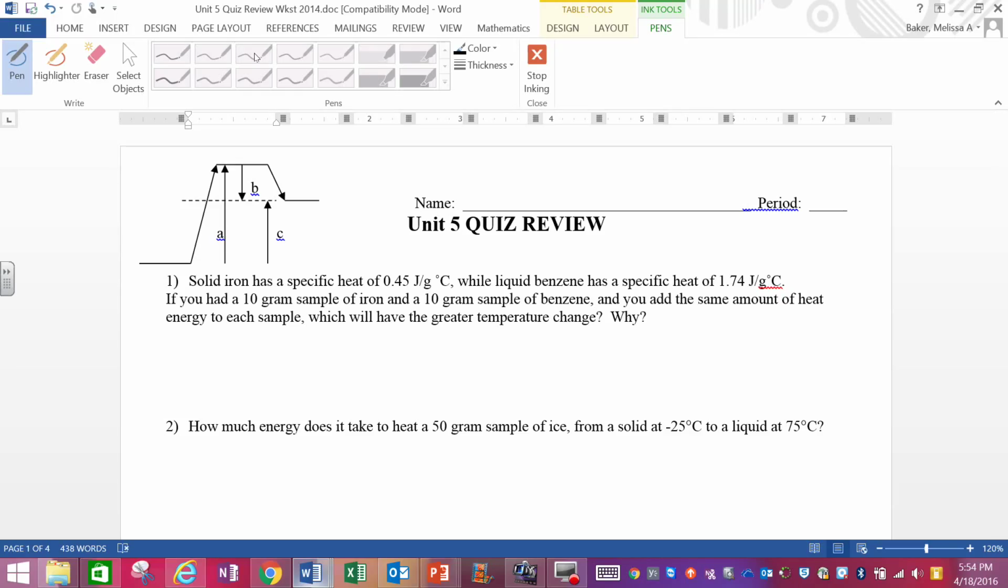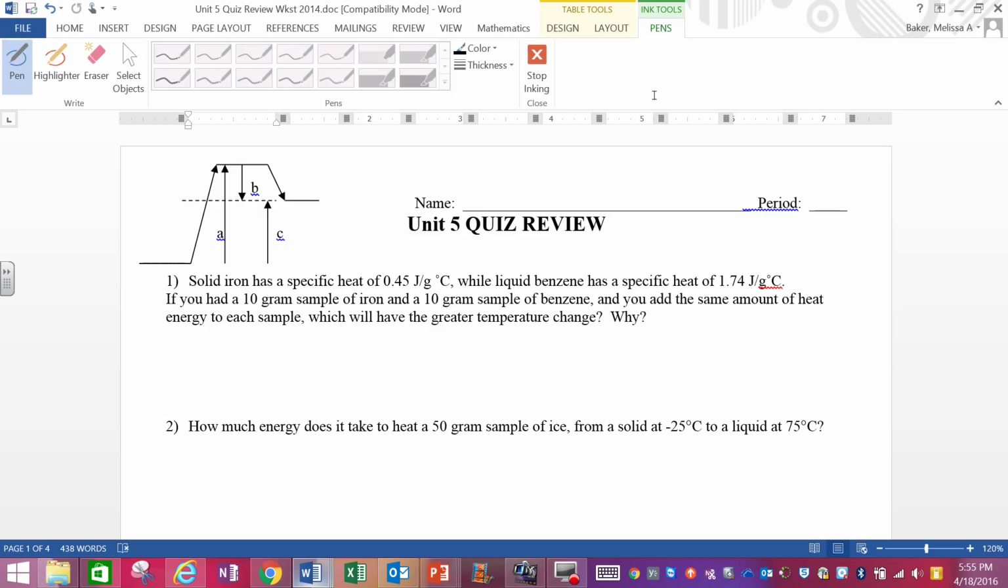Let's get ready for the Unit 5 quiz. Number 1, solid iron has a specific heat of 0.45 joules per gram degrees Celsius. What that means is it takes 0.45 joules to heat up 1 gram of iron 1 degree Celsius.